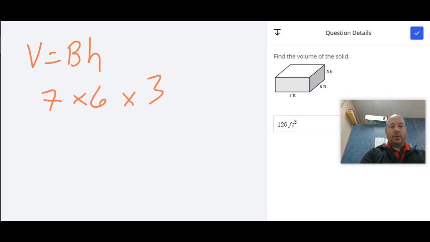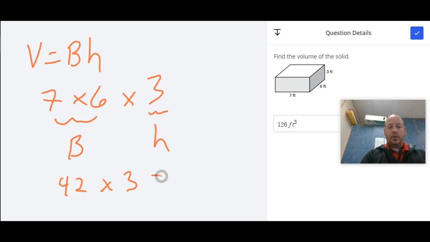This will give you the area of the base, right? This is your height. So we could fit 42 cubes on the bottom layer, and there are 3 layers. So together that would be 126 cubes, right? And our measuring unit is going to be cubic feet, so feet to the 3rd power, all right?